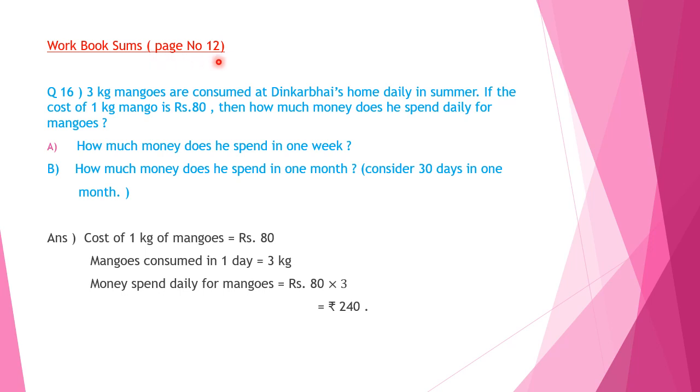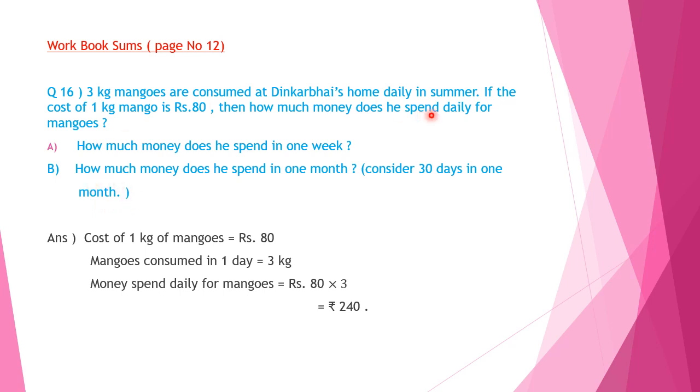Now, page number 12, that is question number 16. 3 kg mangoes are consumed at Dinagar Bai's home daily in summer. If the cost of 1 kg mango is rupees 80, then how much money does he spend daily for mangoes? There are two more questions here. How much money does he spend in 1 week and how much money does he spend in 1 month? Consider 30 days in 1 month.